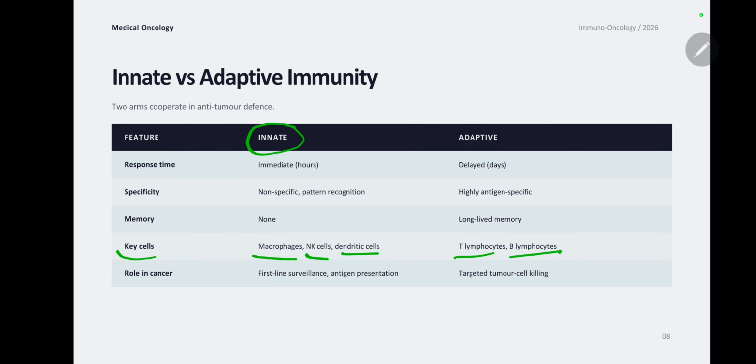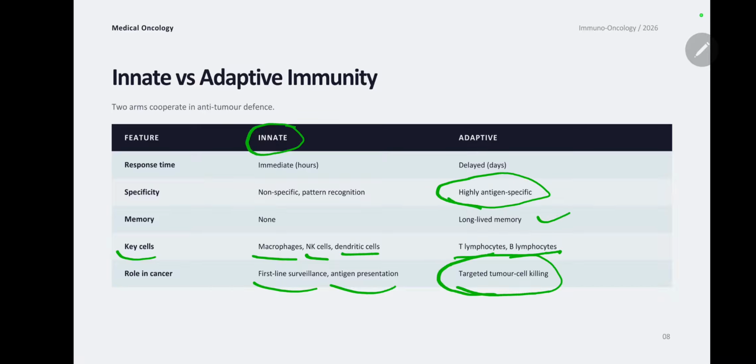Innate immunity makes an initial response and does antigen presentation. That is very important in the immunology of tumors. Second is adaptive immunity, by the T and B cells, which are used for targeted tumor cell killing. Adaptive immunity is highly antigen specific, and second, it has a very long-lived memory. In innate immunity, there is no memory and it is non-specific. It just recognizes the antigen. Okay.